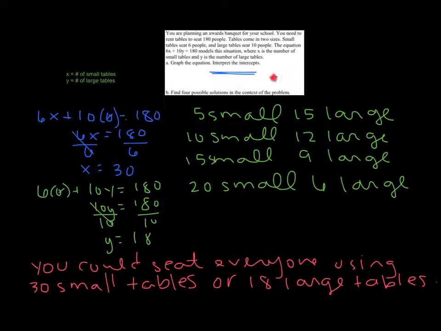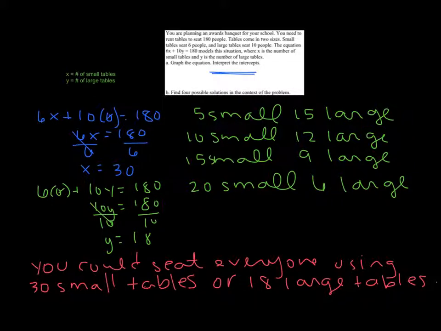Now this second part is just asking to find 4 possible situations or combinations of small and large tables that would fit this problem. So I could seat 180 people by using 5 small and 15 large, 10 small and 12 large, 15 small and 9 large, or 20 small and 6 large.